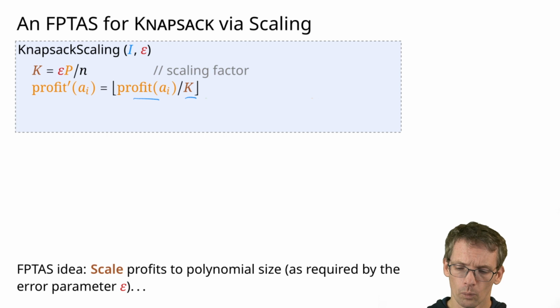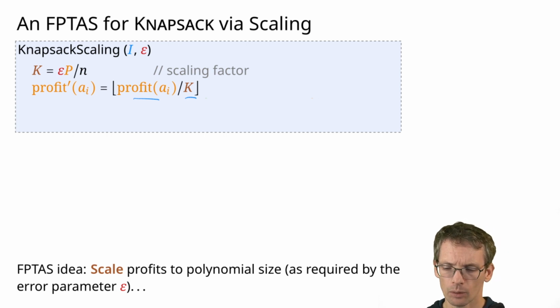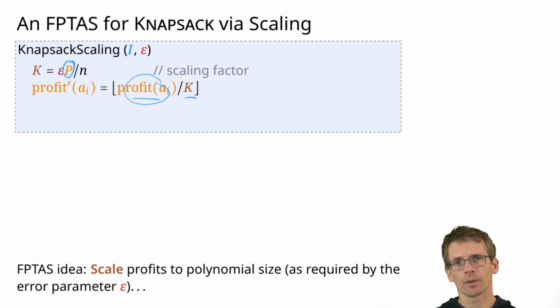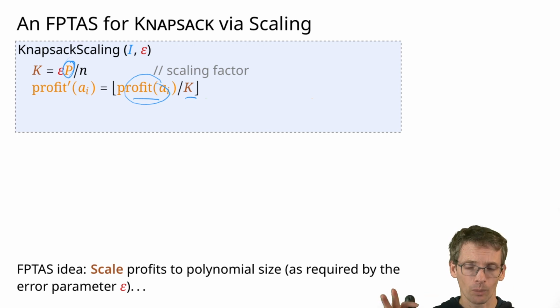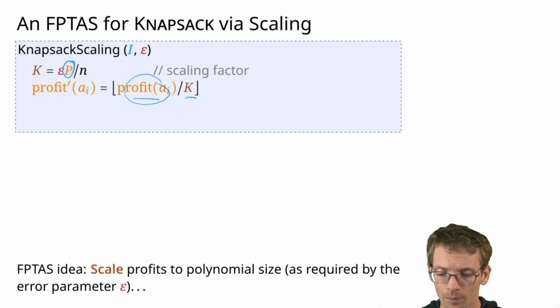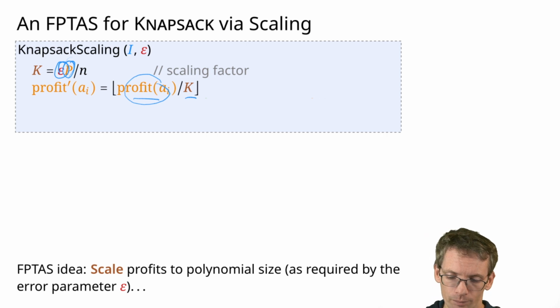So why do we have this k? We're going to take this value here, and this is at most p. We're going to divide 1 by p, and then we get something between 0 and 1 that is already small, but for us too small because it will always round to 0. So then we're going to use this epsilon. We're going to divide by epsilon, to spell that out again.